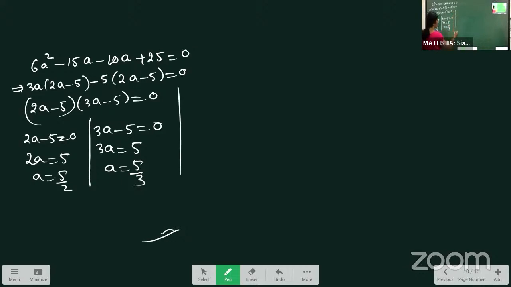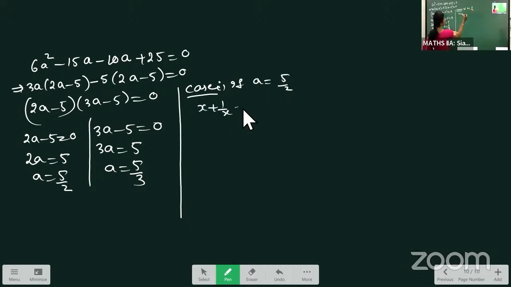Now, case 1. What is case 1? If a is equals to 5 by 2, a value is x plus 1 by x is equals to 5 by 2. Take LCM. x square plus 1 by x is equals to 5 by 2. Cross multiply.